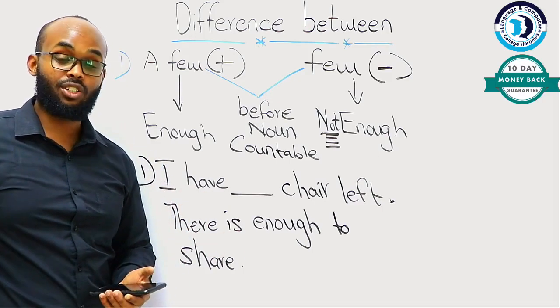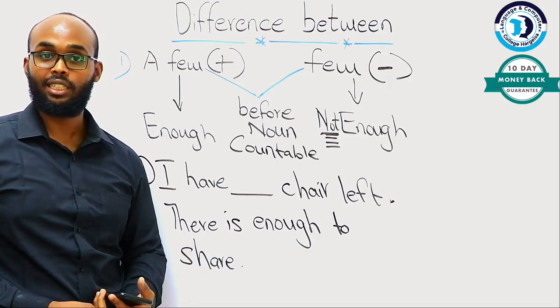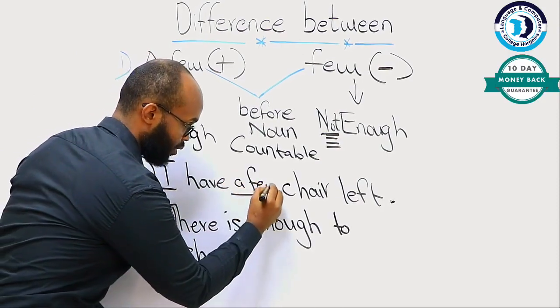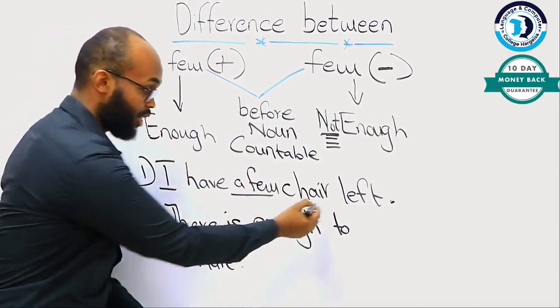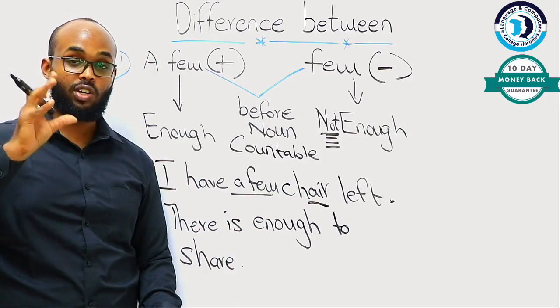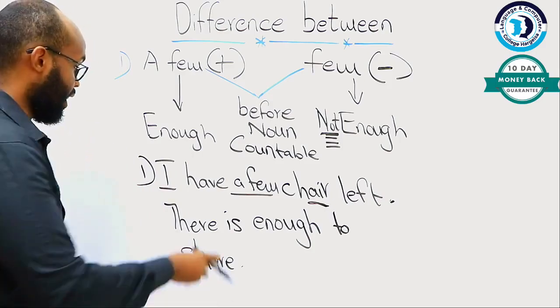The correct answer is a few. Okay, that is number one. Abdul, a few. A few. Remember, chair is a countable noun. Chair is a countable noun. So that is number one.